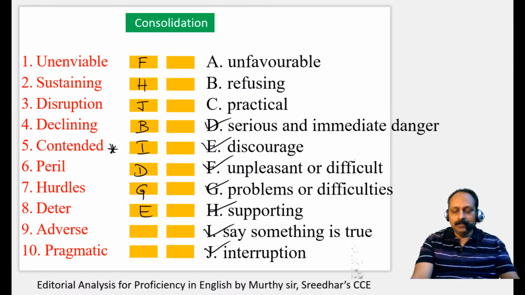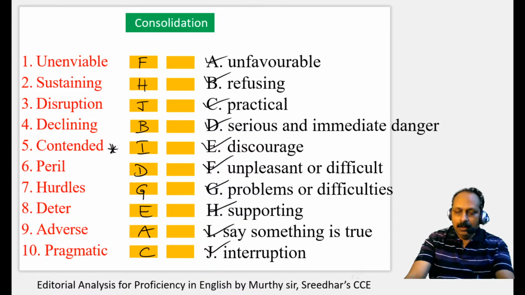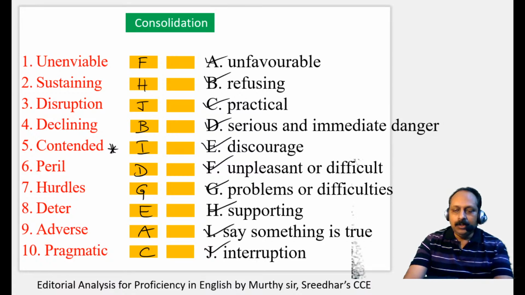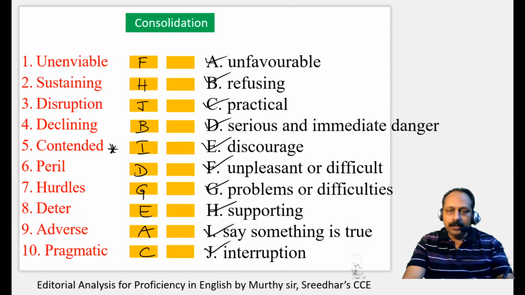Adverse, adverse report, unfavorable. 9, it is A, refusing over. And pragmatic, practical. Pragmatic approach should be there. When it comes to problems, you should deal with pragmatic, you should have a pragmatic outlook, or you should take a pragmatic approach. Has anyone got all the 10 correct?